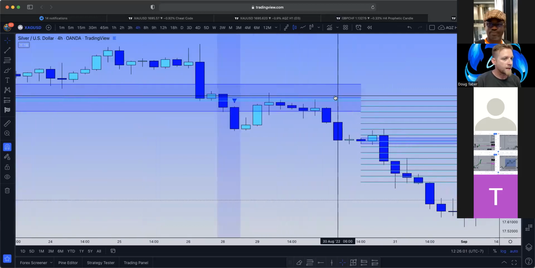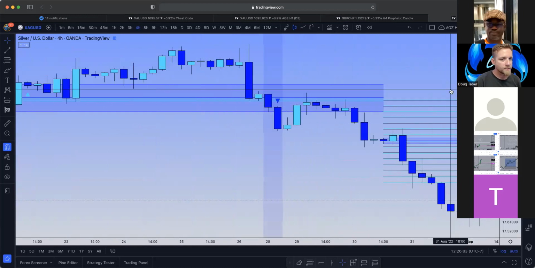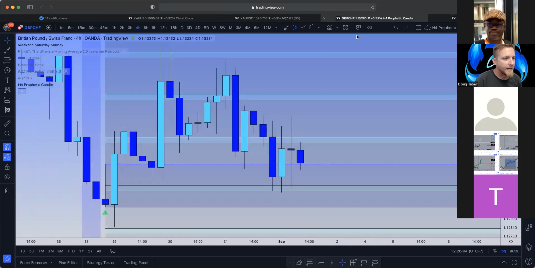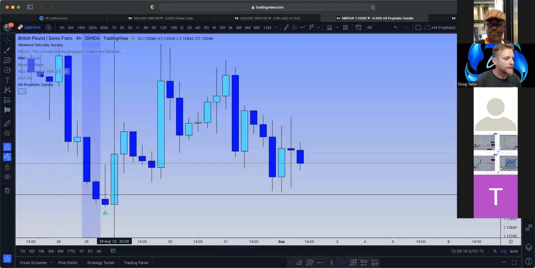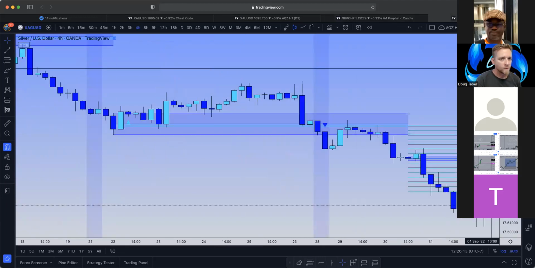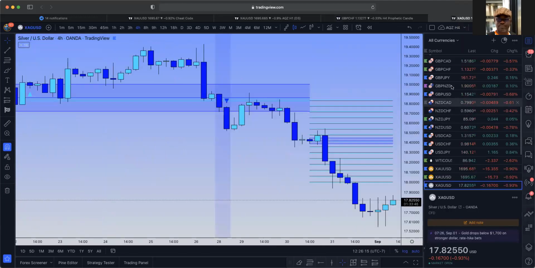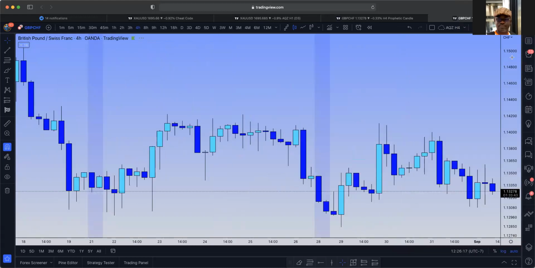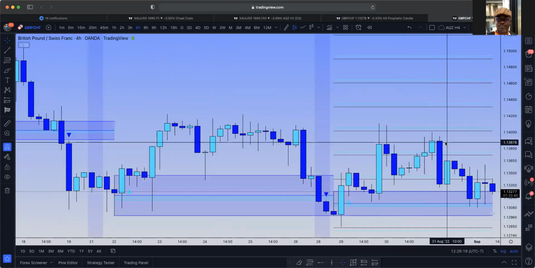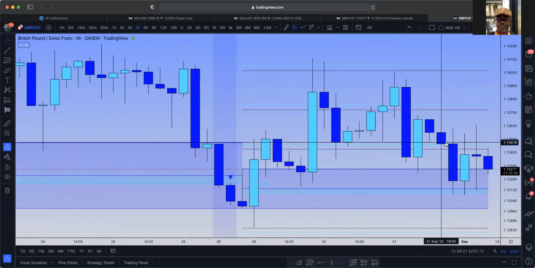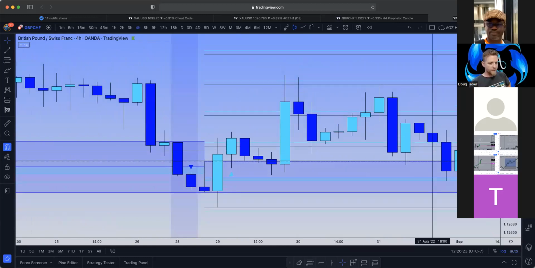This is also available on the acquisition zones indicator. So what the prophetic candle will do is point at the candle of interest every week, and it'll automatically fib the current setup and tell you when to get in.